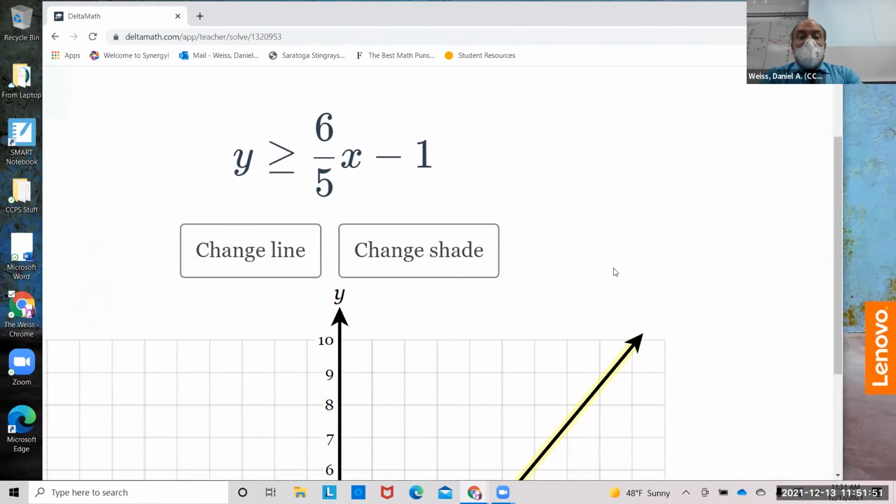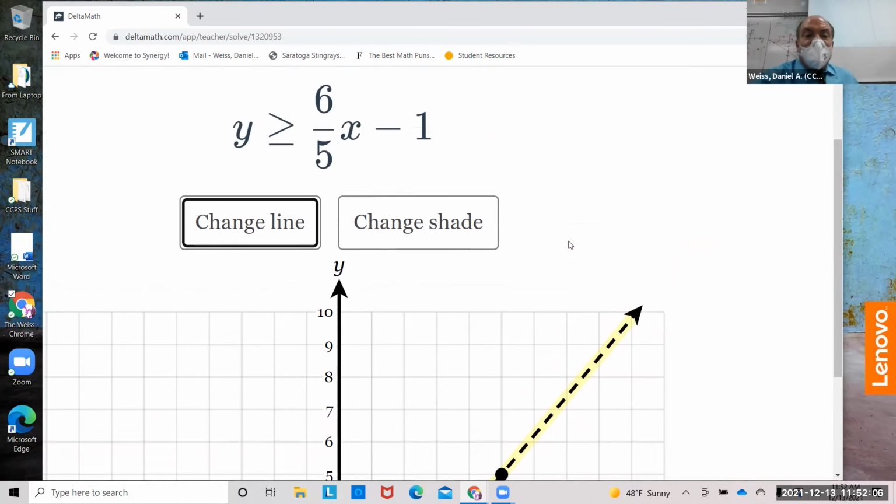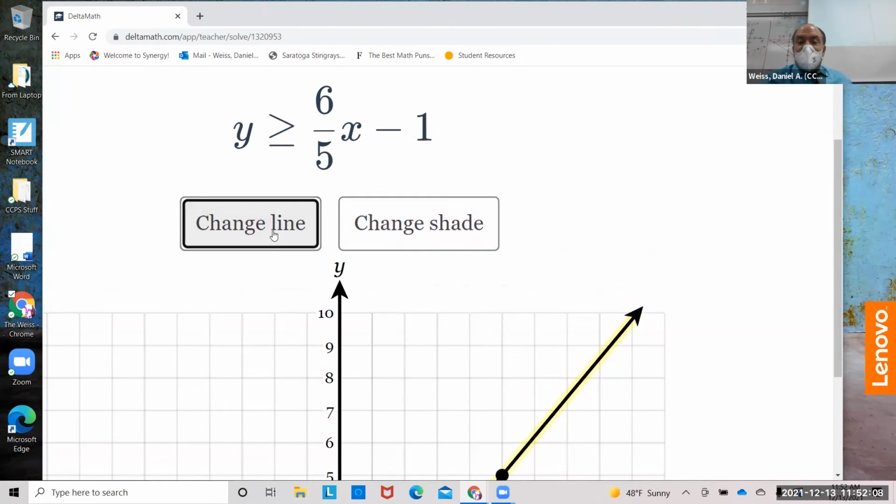Do I want to change the line? You see how it's greater than or equal to? It's a solid line, right? If I click change line, look what happens. See how it becomes dashed? I don't want a dashed line, right? So I'm going to click change line again. It's solid, right?